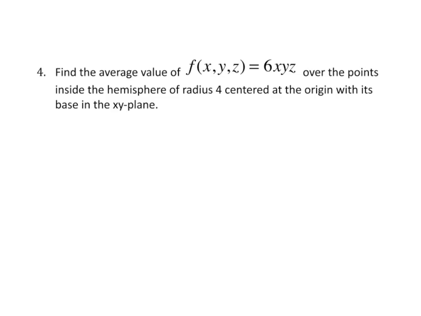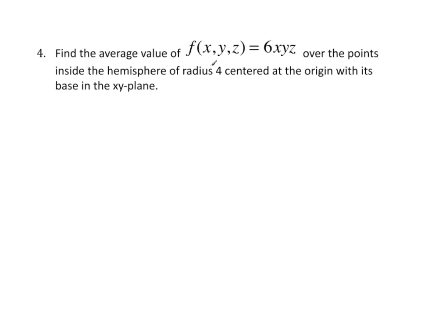So I want to find the average value of this function f of x, y, z over the points inside the hemisphere of radius 4, centered at the origin with its base in the xy plane. Let's draw a real quick picture to get a rough idea what we're talking about. If this is the xy plane, I have this hemisphere of radius 4, which means it'll come out to 4, out to 4, likewise out here to 4.